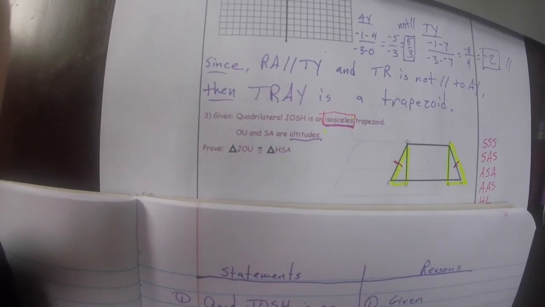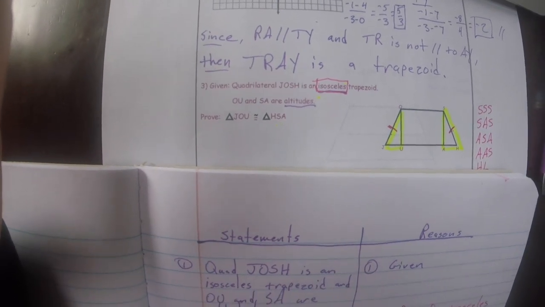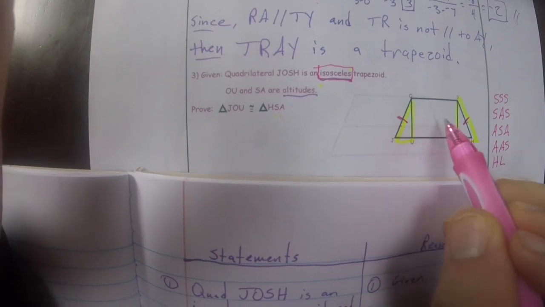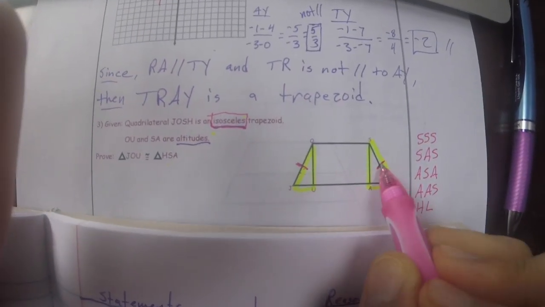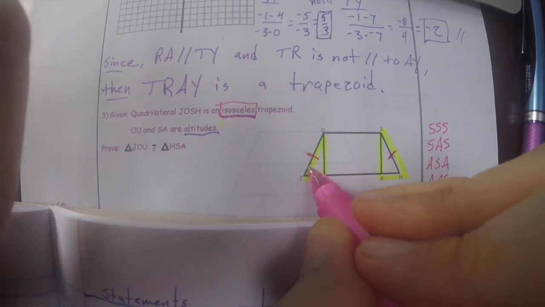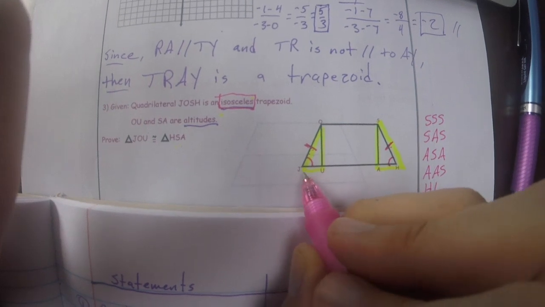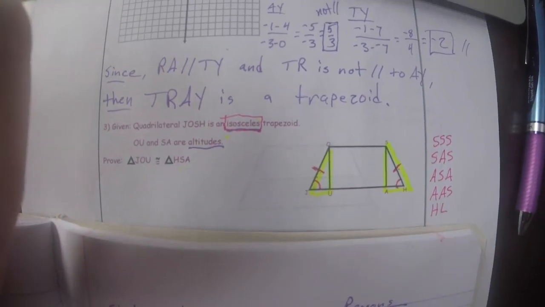Well, go back to your notes on isosceles trapezoids. What else did we absolutely know was true about isosceles trapezoids? If these two sides are congruent, what else do I have that's congruent? The two base angles, remember that? So I know for a fact that angle J and angle H are also congruent.